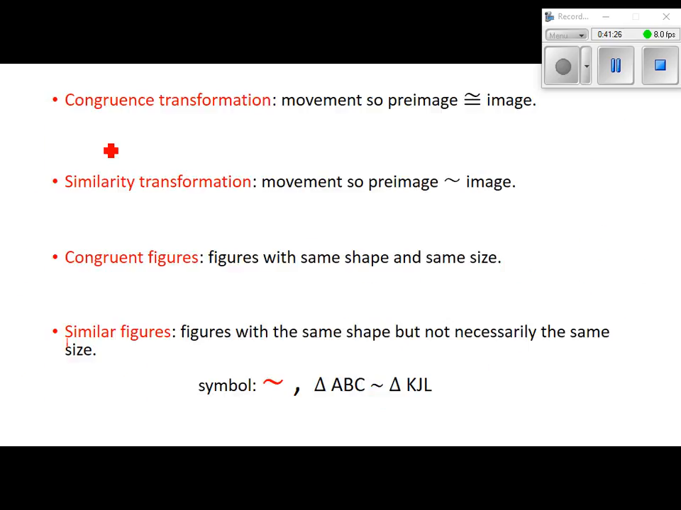All right, go ahead and write these 4 things down real quick. Congruency transformation. Remember, with the congruency transformation, what do we know about the pre-image and the image? They're the same. Very good. They're the same. With similarity transformation, the pre-image and the image aren't the same anymore. Now they're similar. That right there is the symbol for similar.